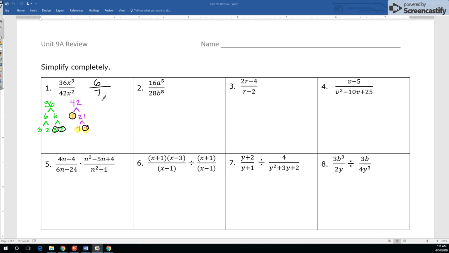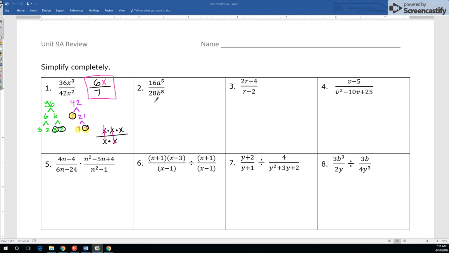Now, I know I've simplified this completely because 6 and 7 are relatively prime, and they don't have anything in common with each other. X to the third power, we all know, means x times x times x. X to the second power is x times x. We all know that anything divided by itself is 1, so both of those are going to cancel out, and I'm just left with an x.